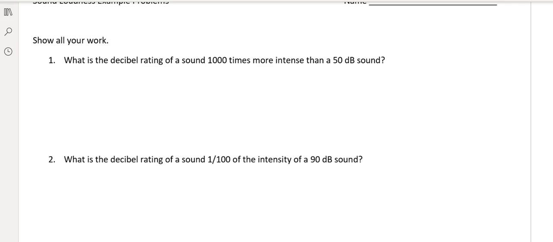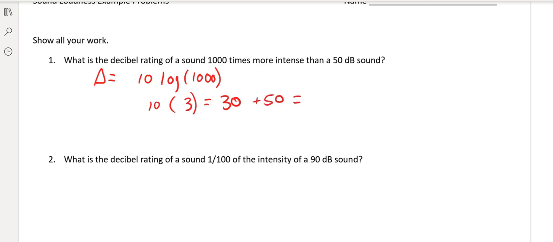We look at the sample problem. It's 1,000 times more intense than a 50 decibel sound. Well, we take the log of 1,000, and we take 10 times that, which is going to be our change. The log of 1,000 is 3. This is how many zeros there are. We take 10 times that, and that gives us 30. And since it's louder than 50, it's 30 plus 50. That gives you 80 dB.